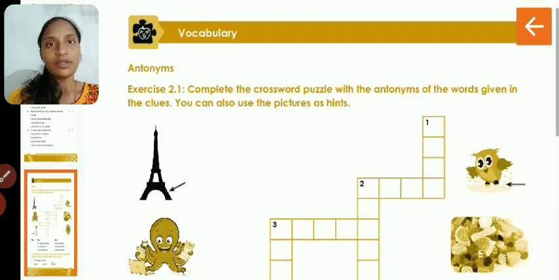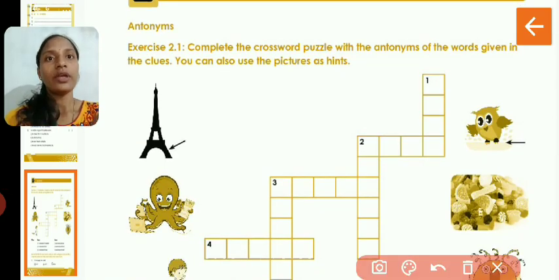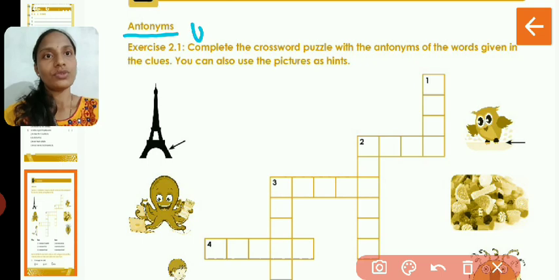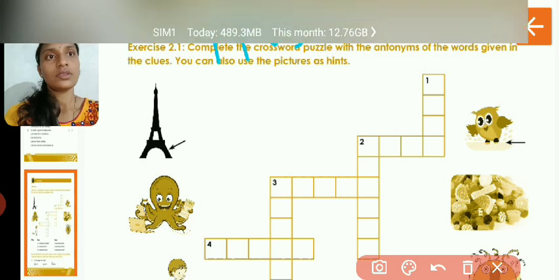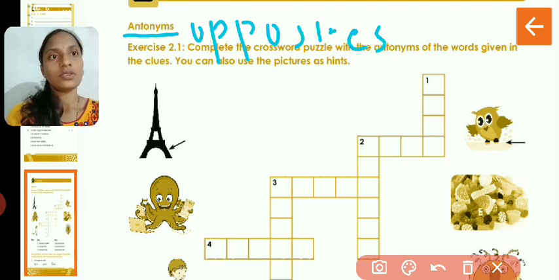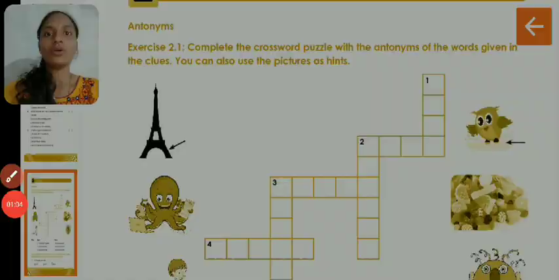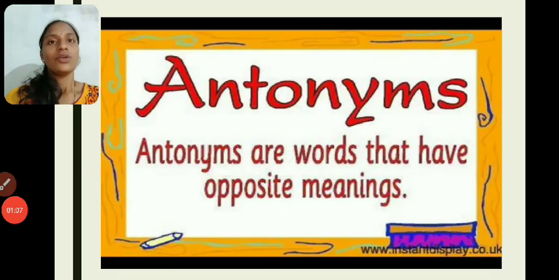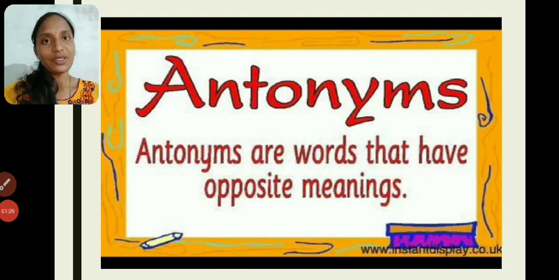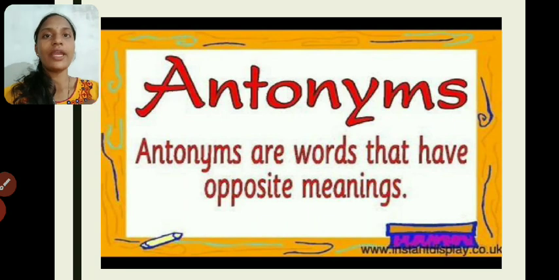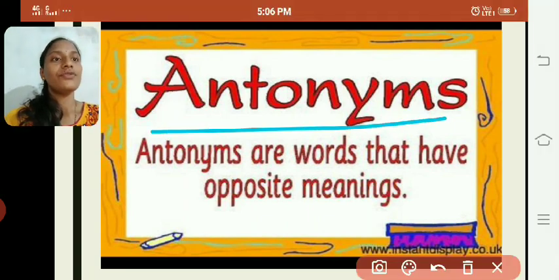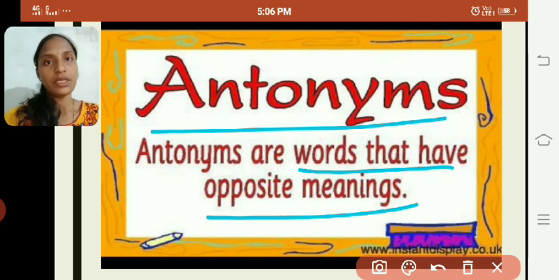So we have learnt about antonyms. What are antonyms? Antonyms means opposites. Antonyms are also called opposites. We have completed all the exercises. Yes, we have completed exercises of antonyms in workbooks. So we are going to learn some new words also. So first of all, what are antonyms? Antonyms are words that have opposite meaning.